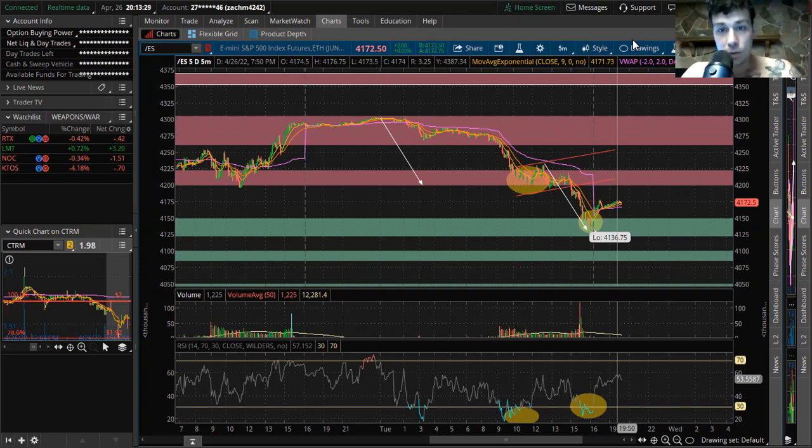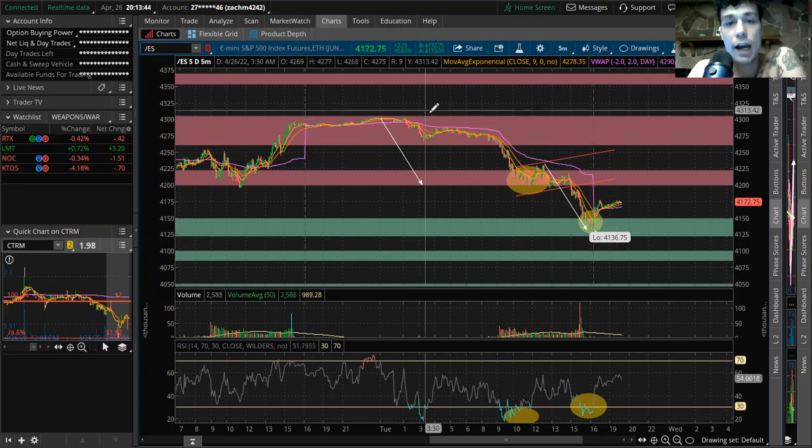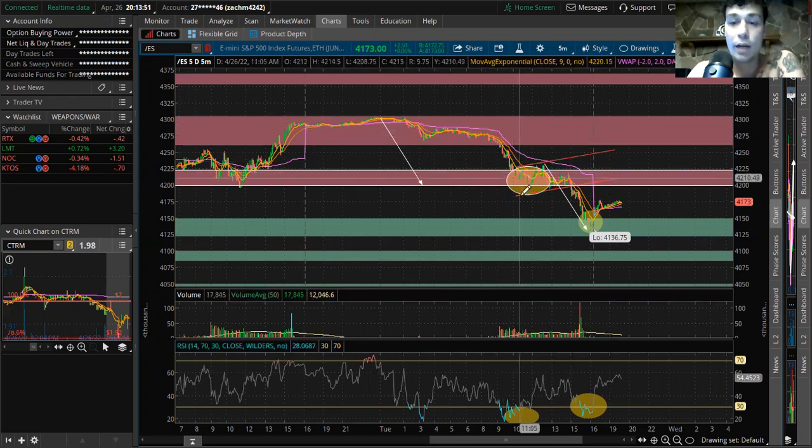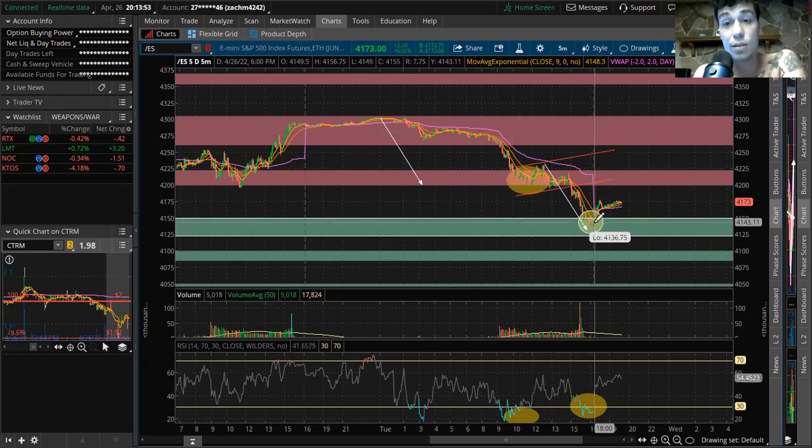So we're looking at /ES right now on the 5-minute chart. I have my supply and demand zones. The green are essentially demand zones, and the red are supply zones. The way it works is these are areas where there's an imbalance in the market of supply. When there's more supply than demand, it's going to drive the price down. And when there's more demand than supply at the levels, then it's going to drive the price up.